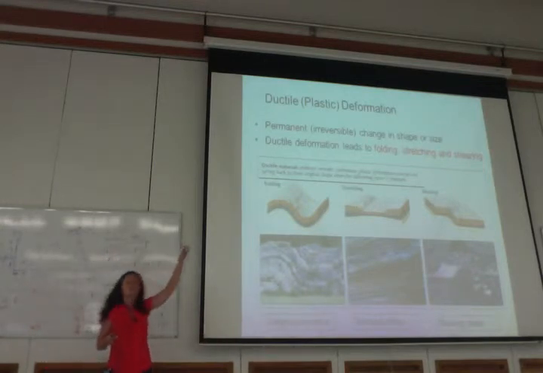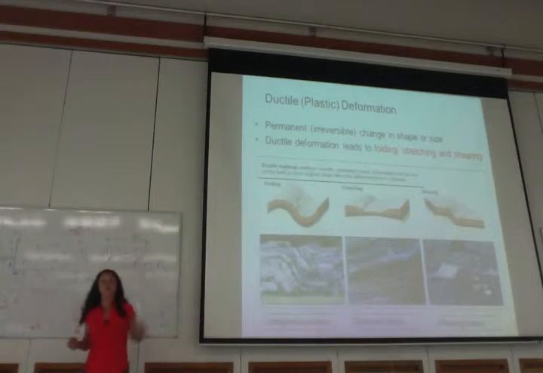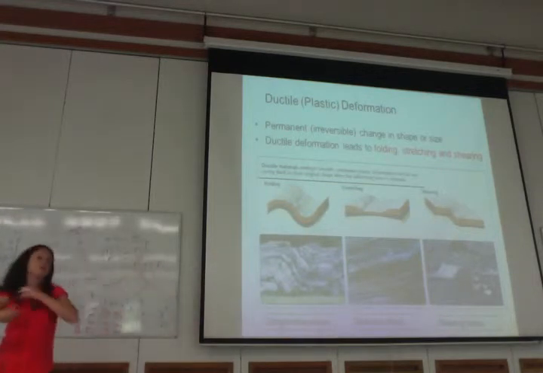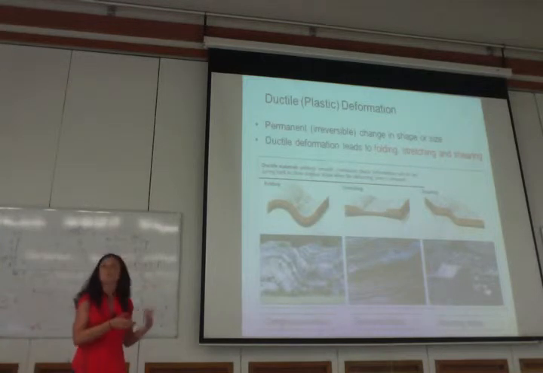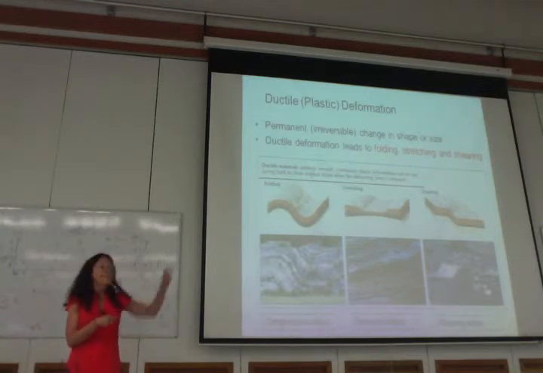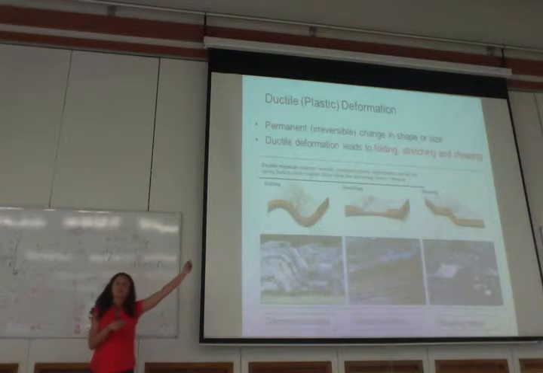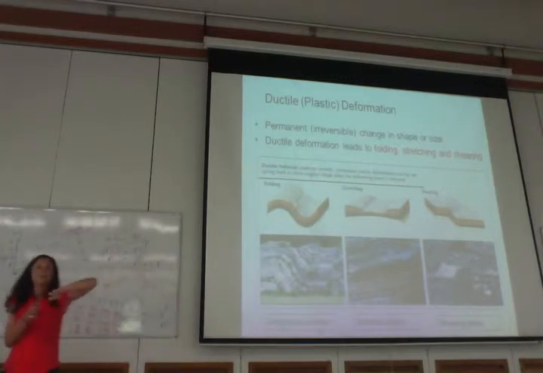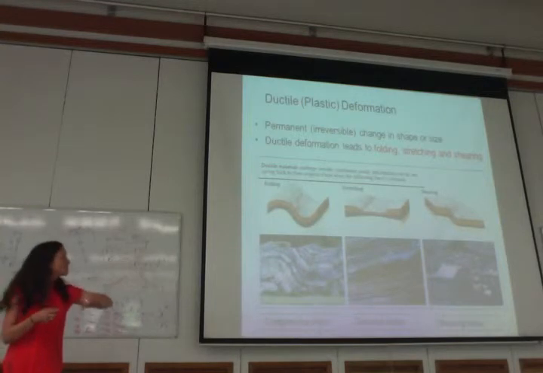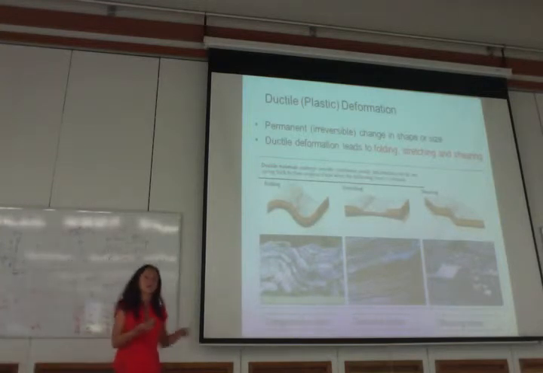I talk about ductile deformation, which is the next phase. This is where you have a change in shape or size of the material, but it's permanent, you don't go back. But we haven't actually broken the rock yet, we haven't fractured it. We've gradually bent it or changed the form of it without breaking that material.